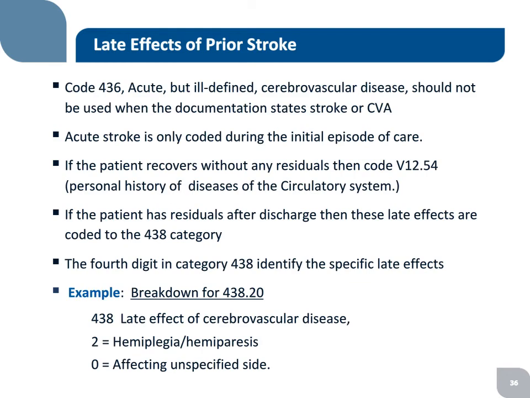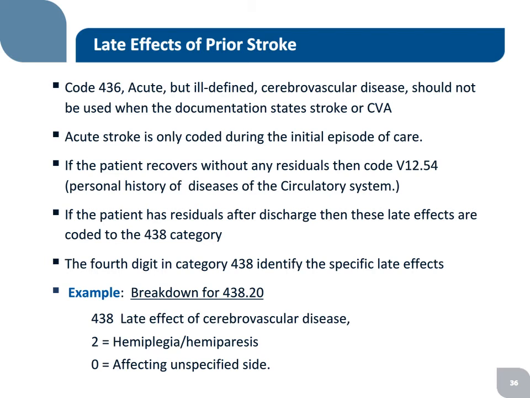This code here, 436, used to be the code for stroke. We see this quite frequently, and we've seen it in the national samples and the OIG audits. They have targeted this code. It is no longer the code for stroke. There are only really two ways that we code a stroke in the outpatient setting, because acute strokes are usually coded in the hospital. So when they come back to you post-stroke, we either code the history of stroke, meaning they have no residuals, or we code whatever the residuals are, hemiplegia, hemiparesis, dysphagia, whatever it might be, as a late effect.